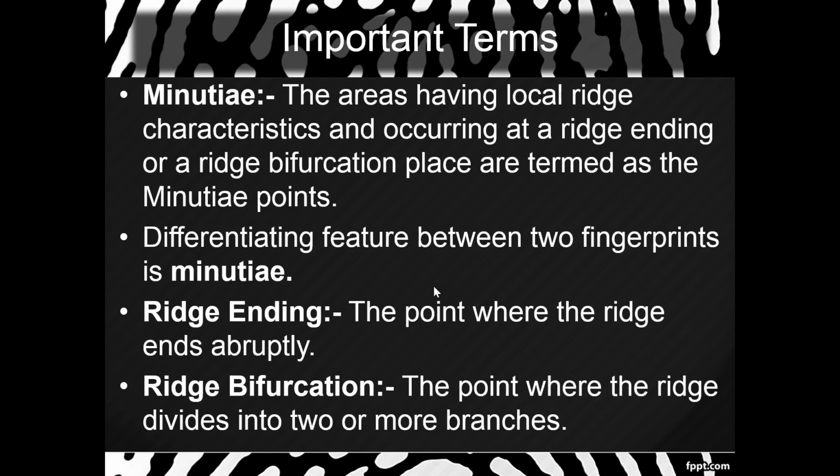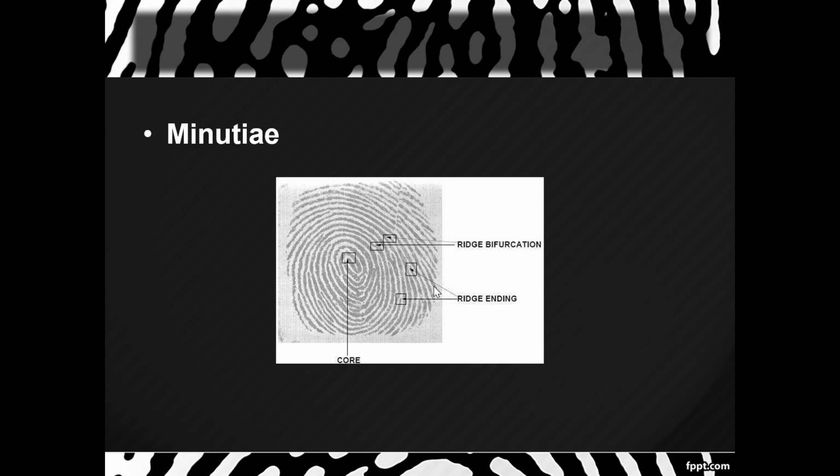So the differentiating feature between two fingerprints is minutiae. So you and your friend have different minutiae. There is no chance that you and a different person in this world have the same minutiae. So that is how you authenticate the personal identity. Ridge ending is where the ridge ends abruptly, as I explained to you, and ridge bifurcation also I explained already. So this is the figure.